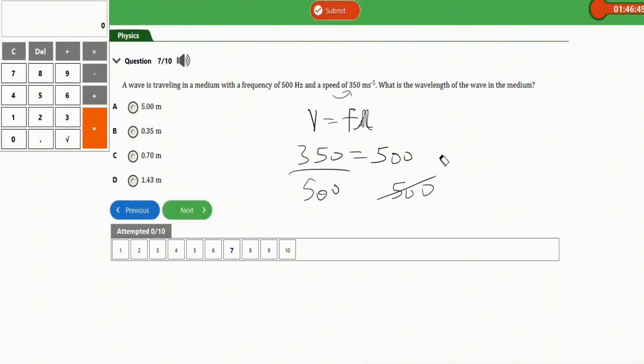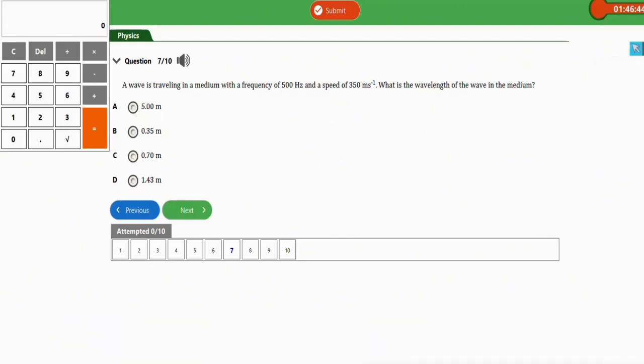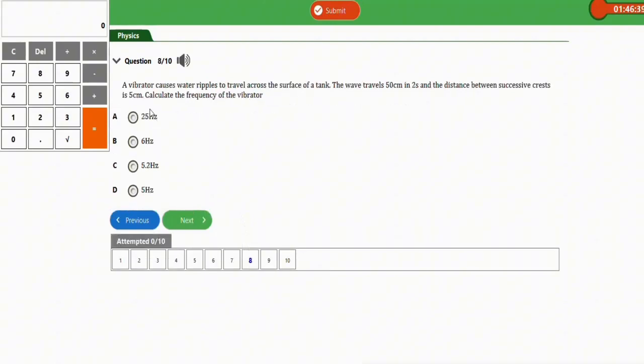Alright, so let's wipe this now and solve the next repeated question. Okay, so the next repeated question will be this question. It says a vibrator causes water ripples to travel across the surface of a tank. The wave travels 50 cm in 2 seconds, and the distance between successive crests is 5 cm. Calculate the frequency of the vibrator. Now, this distance between the successive crests is basically the wavelength.